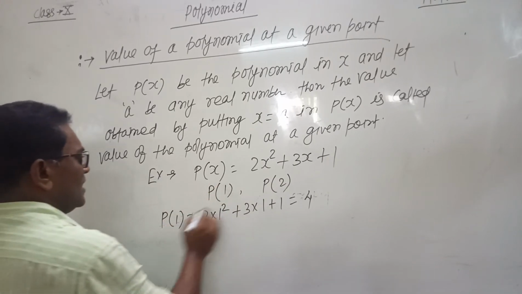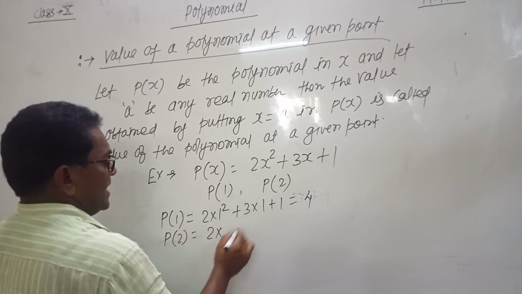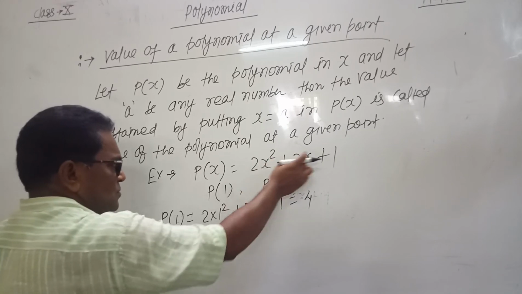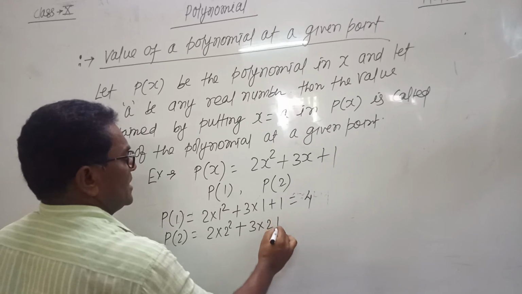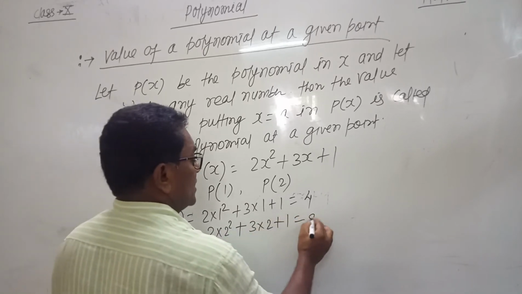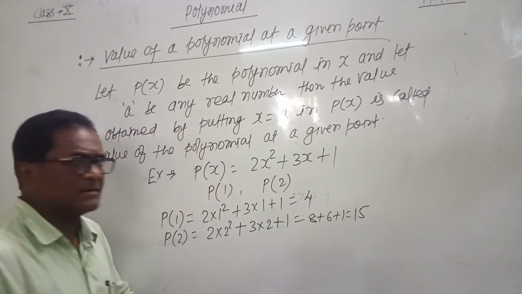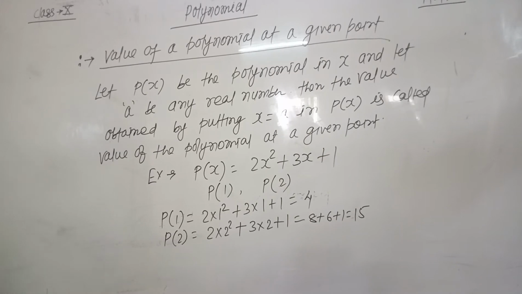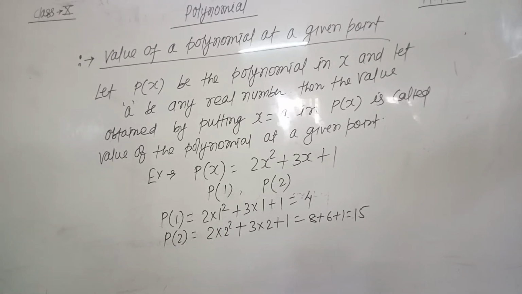In the same way, the value of the polynomial at point 2 is obtained by putting x equals 2 in this expression: 2 into 2 square plus 3 into 2 plus 1. It gives 2 into 4, 8, plus 6 plus 1, which means 15. So this is the value of the polynomial at the given point.